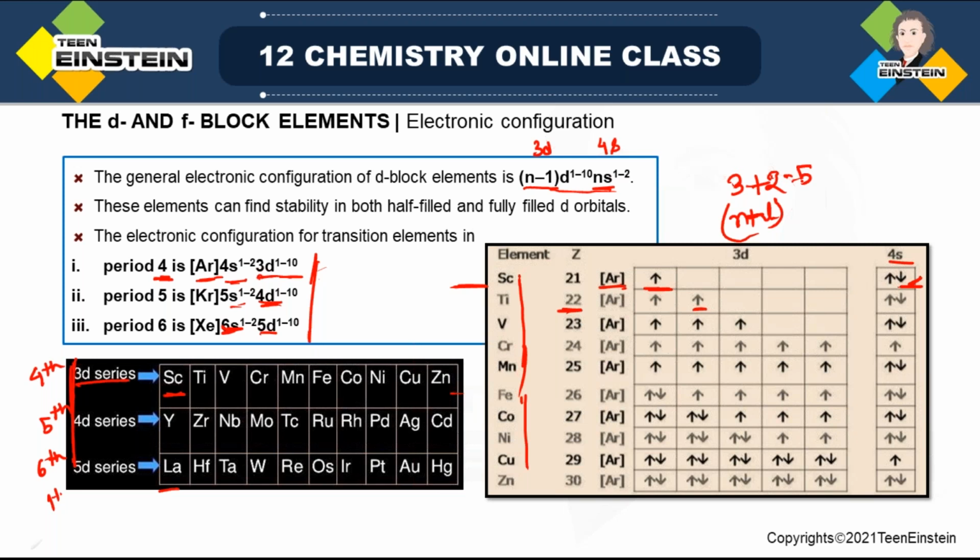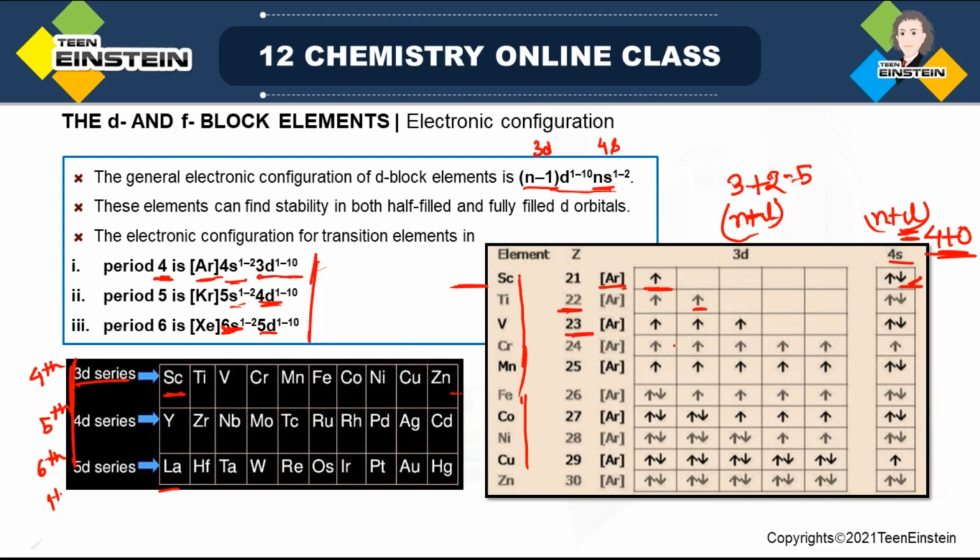So it will be 5. But when it is 4s, if you consider the n plus l value, this is 4, and l is 0 for s orbital. So this is the final value you are getting: 5 for 3d, 4 for 4s. So when it is less, that orbital should be filled first. According to this rule, 4s is filled first, and after that 3d is filled.